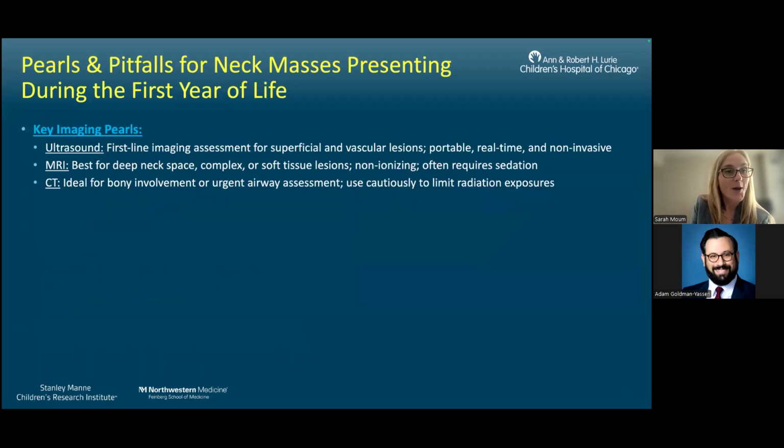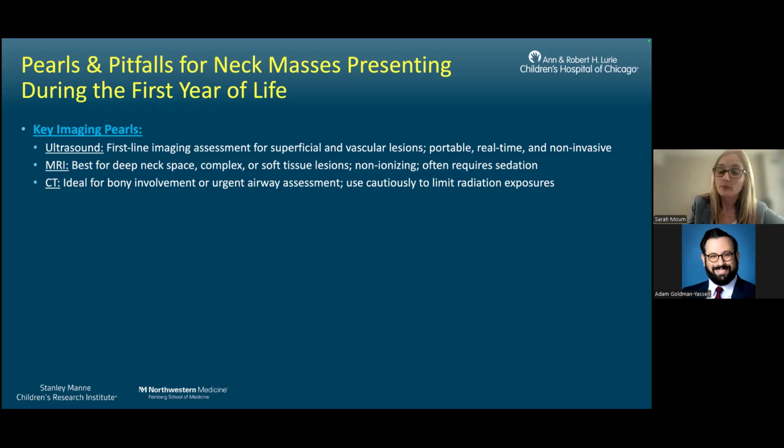Okay, so whirlwind tour of the differential, but I just want to highlight a couple key imaging pearls and other things just as we close. So for ultrasound, keep in mind that this is going to be the first imaging assessment for superficial vascular lesions. These are portable, real-time, and non-invasive, which we like for these young patients. MRI, though, is going to be best for looking at deep neck space involvement and further characterizing the complexity of lesions.